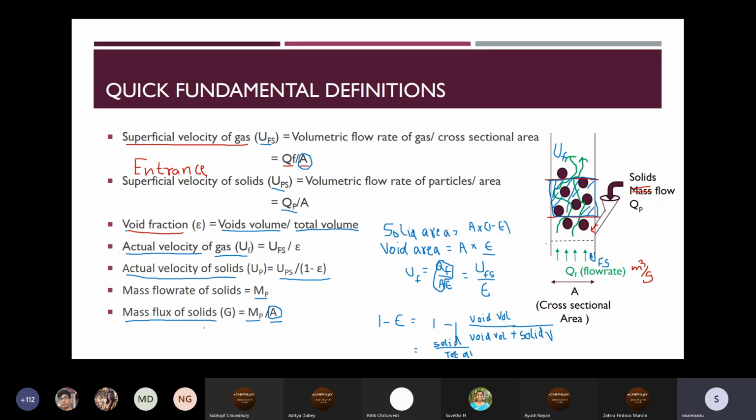These are the fundamental definitions. Please understand that there is something called superficial velocity, there is something called actual velocity, and how to differentiate them and how to estimate the mass flux. Hope all of you understood. If anyone could not understand these simple definitions, please let me know. I'm happy to explain once again.